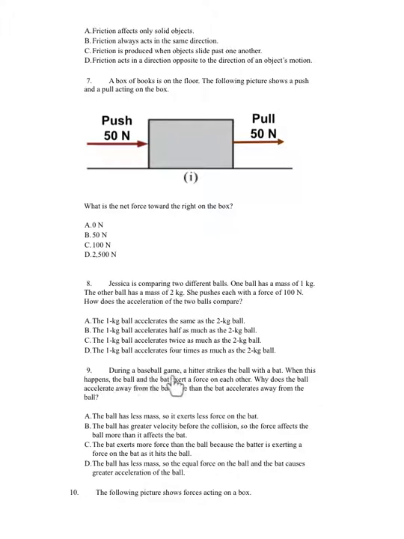Number 9. During a baseball game, a hitter strikes a ball with a bat. When this happens, the ball and the bat exert a force on each other. Why does the ball accelerate away from the bat more than the bat accelerates away from the ball? A. The ball has less mass, so it exerts less force on the bat. B. The ball has greater velocity before the collision, so the force affects the ball more than it affects the bat. C. The bat exerts more force on the ball because the batter is exerting a force on the bat as it hits the ball. D. The bat has less mass, so the equal force on the ball and the bat causes a greater acceleration on the ball. Number 10.